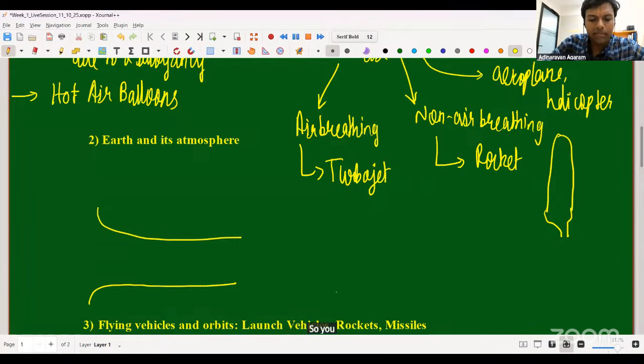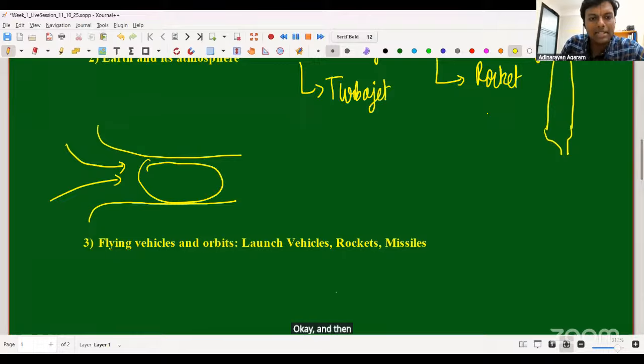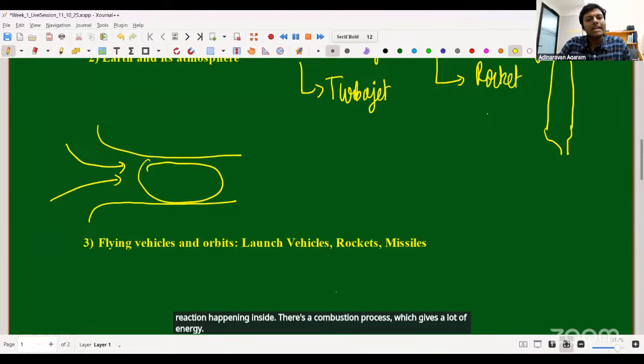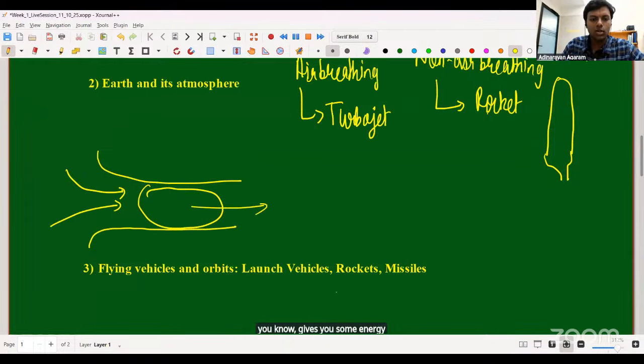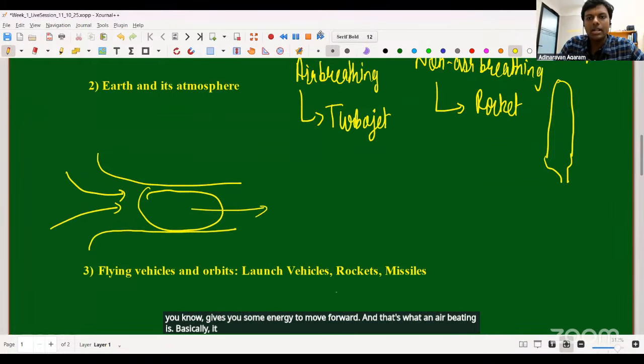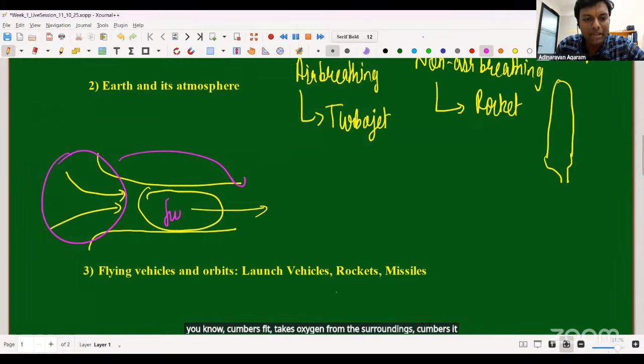So you have an air breathing engine. An air breathing engine is basically something where you take up oxygen from the air around it. Then some combustion process happens inside, which gives a lot of energy. This energy is pushed back, which gives you energy to move forward. It takes air from the surroundings, takes oxygen from the surroundings and combusts it. There is a fuel that we provide as part of the engine, and this gives you a propelling behavior towards the front.